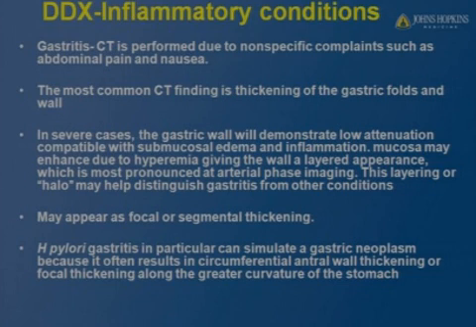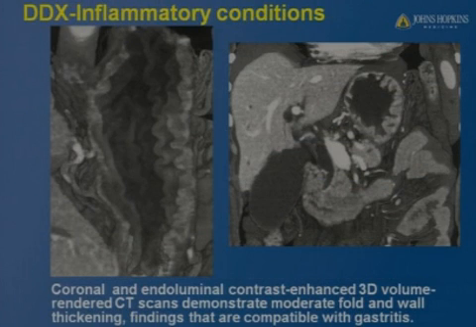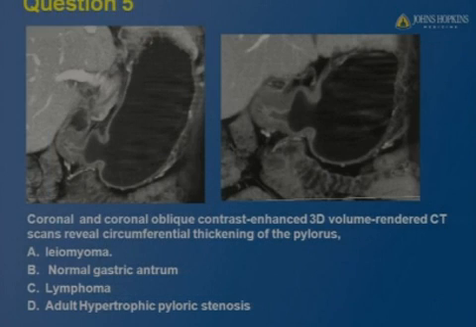Gastritis, unfortunately, can happen and appear only focal or segmental thickening, especially in H. pylori gastritis. Particularly, it may simulate a gastric carcinoma because it can often result in circumferential antral wall thickening or focal thickening along the greater curvature of the stomach. When we do a volume rendered image, it demonstrates very diffuse fold thickening. As you see, the folds are thickened, not exactly the gastric wall. That was gastritis.